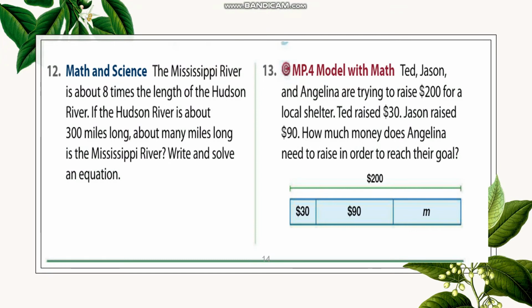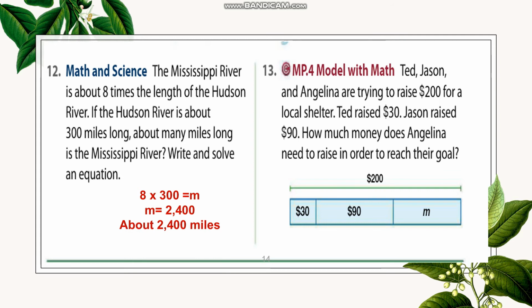Now, let's solve the mathematical practices and problem solving. The Mississippi River is about 8 times the length of the Hudson River. If the Hudson River is about 300 miles long, about how many miles long is the Mississippi River? Write and solve an equation. 8 multiplied by 300 equals m. M, the unknown variable, is equivalent to 2,400 because 8 times 3 is 24, then you have 2 zeros. So the answer is about 2,400 miles.